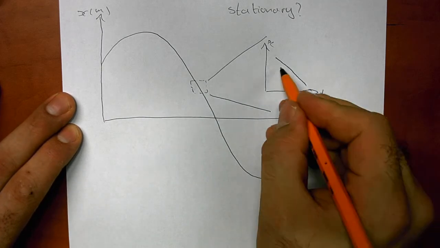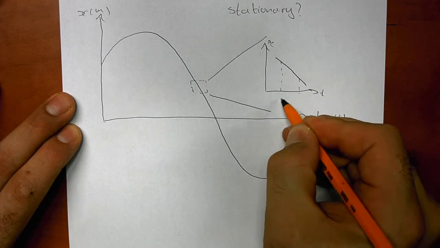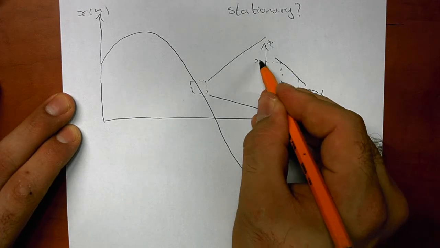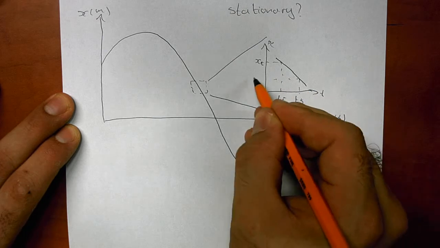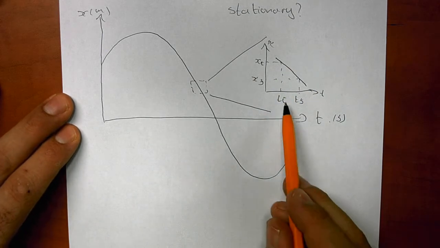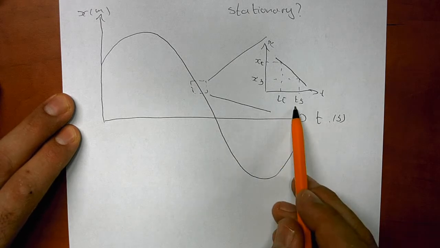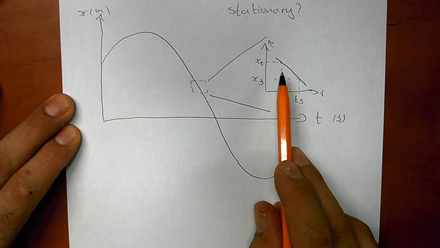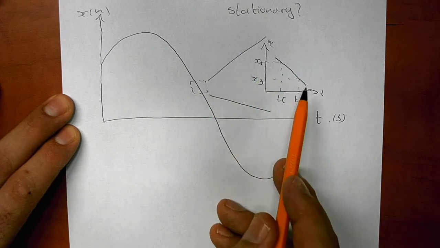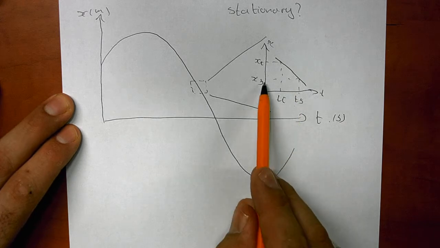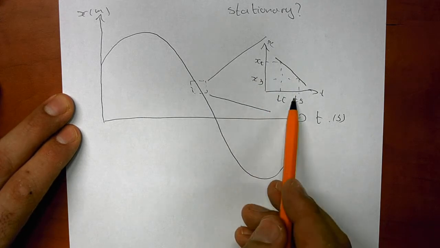Now, let's choose any interval on this. So let's say that's t initial, that's t final, that's x initial, that's x final. We see that in any time interval we choose, the position is changing. So everywhere on this interval, the car is not standing still at any time, right? Because its position is changing with time.